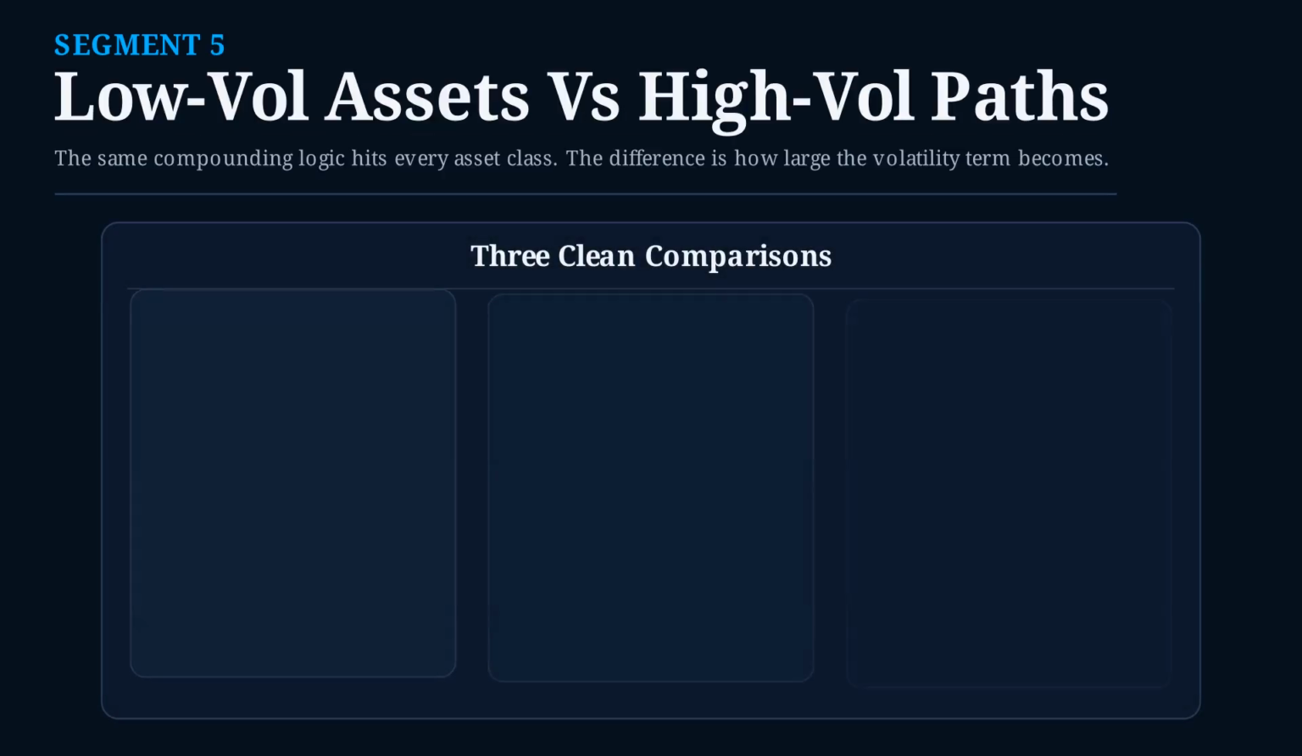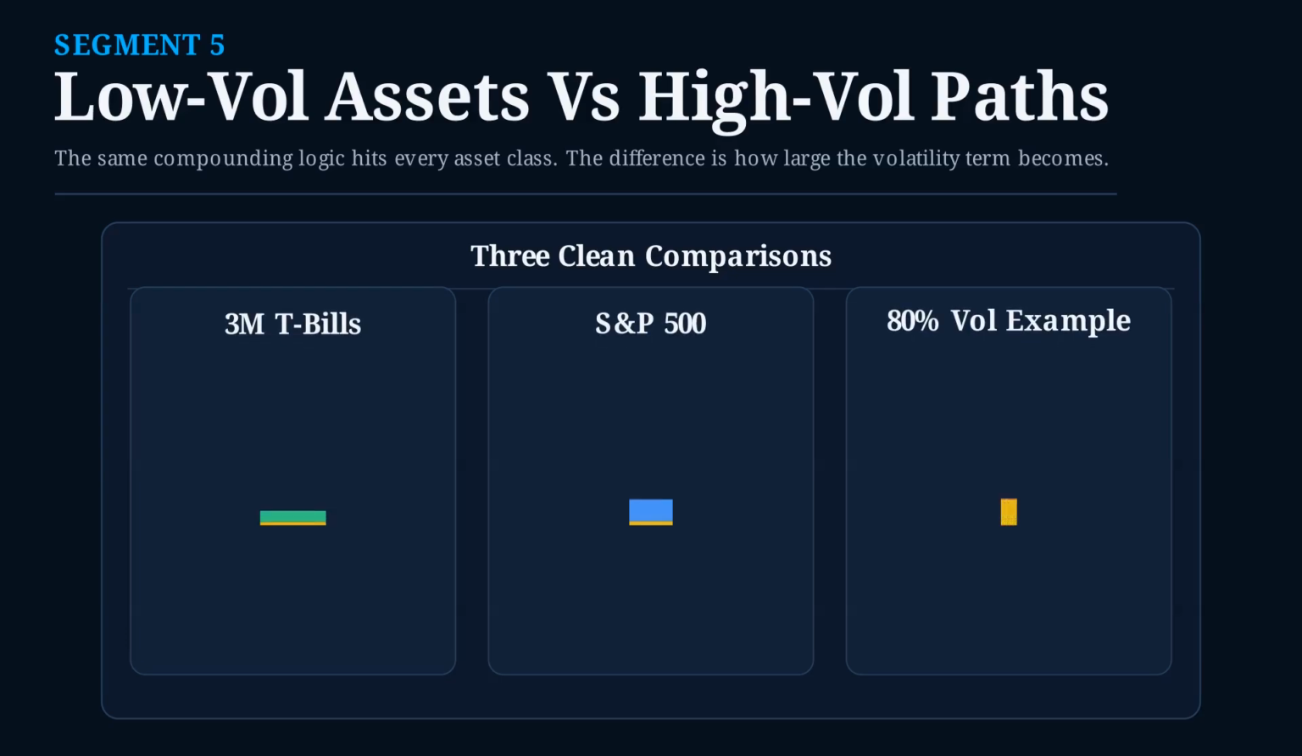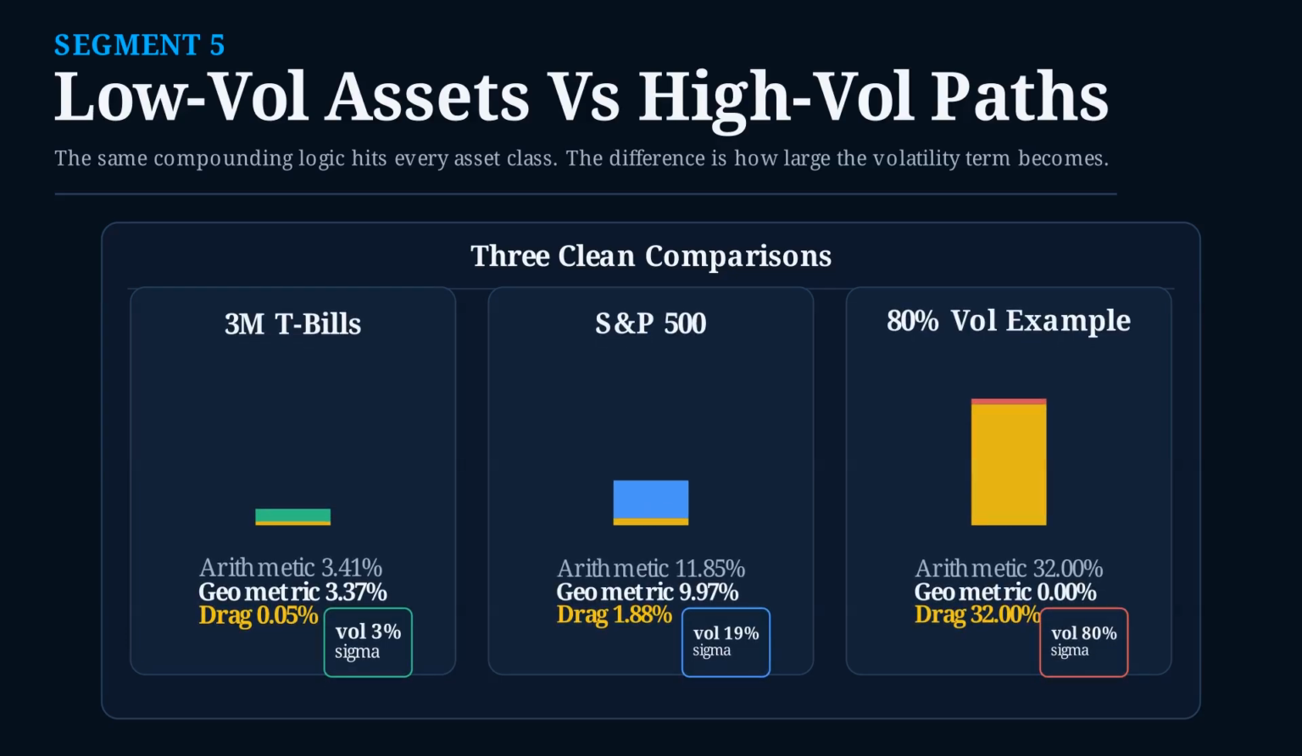Compare 3 very different paths. Short-term treasury bills have low volatility, so the arithmetic and geometric returns sit close together. The drag is tiny. The S&P 500 has far more volatility, so the gap between arithmetic return and realized compound growth becomes clearly visible. Then look at an 80% volatility example, a level common in highly speculative markets.